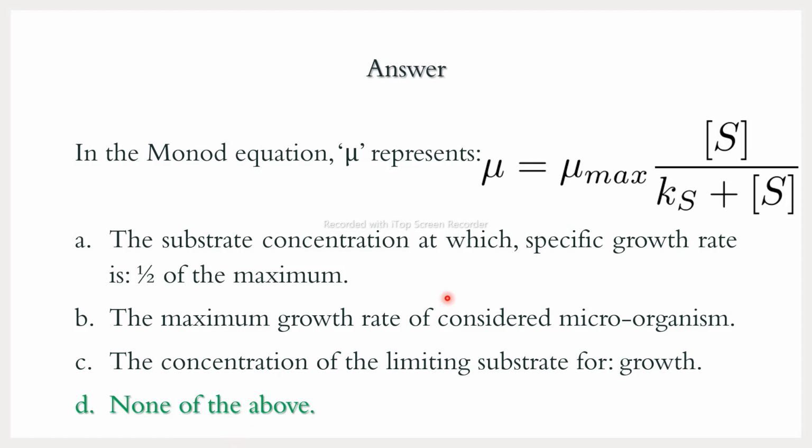Okay. So mu max is the maximum growth rate of the considered microorganism, and mu is the growth rate of the considered microorganisms, not the maximum. Okay. S is the concentration of the limiting substrate for growth, and Ks is the substrate concentration at which specific growth rate is half of the maximum. This is your Ks. Okay.